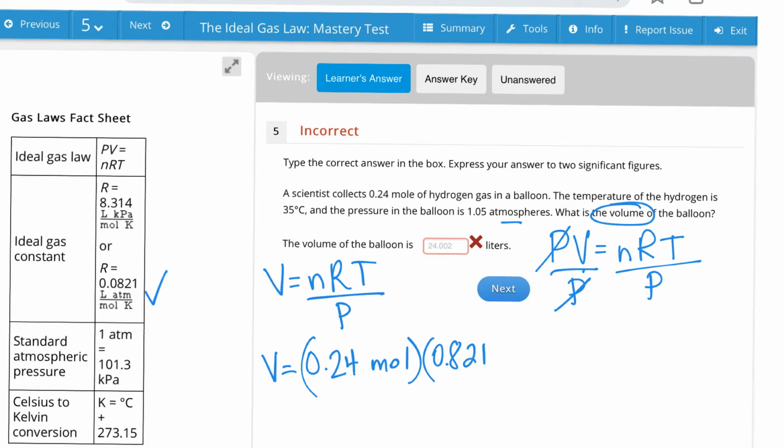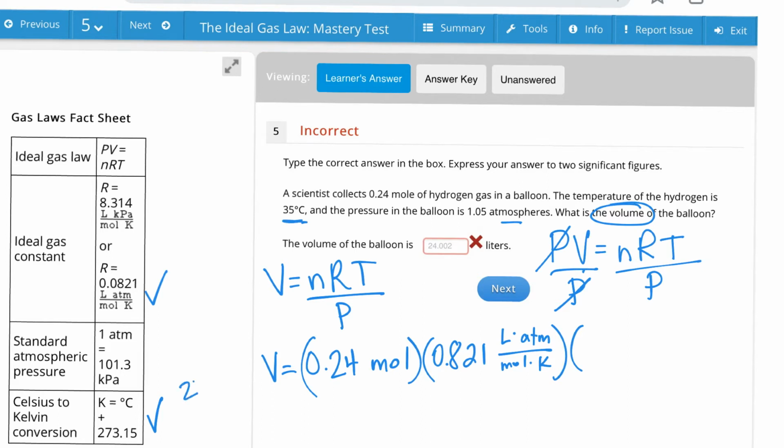Whether or not you write down all of those units, it doesn't matter. I'm going to go ahead and write them down just to make sure everything cancels. Liters, atmospheres, divided by mole, Kelvin. And then the temperature has to be in Kelvin degrees always. So to convert from Celsius to Kelvin, they give us 35 degrees Celsius.